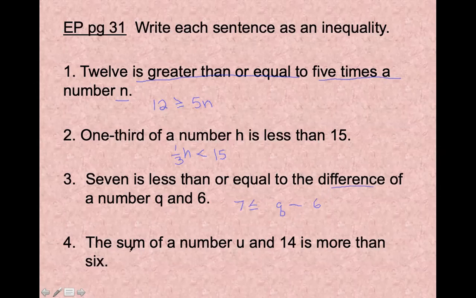Number 4, the sum is addition. The sum of a number u and 14 is more than 6. So the sum of a number u, so I'm adding u and 14, and it says that is more than, okay, greater than 6.